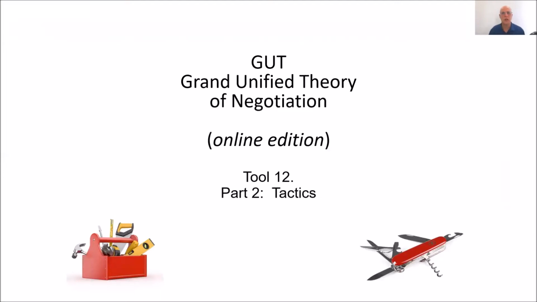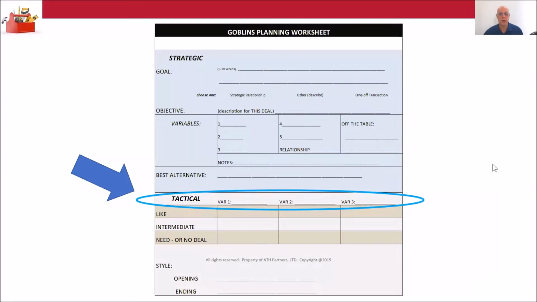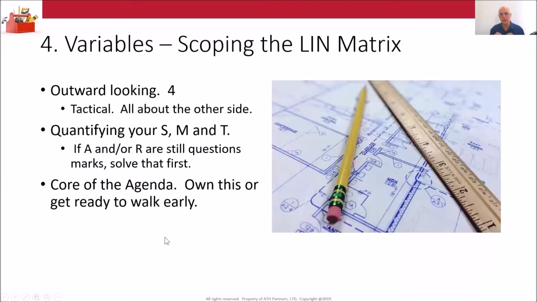Welcome back. Let's finish up our conversation about GUT, the Grand Unified Theory of Negotiation, and now we're looking at the tactical side. So now it's time for us to turn our attention to the Lin matrix down here. And the Lin matrix is tactical. We put our final variables across the top, and we put our values across the left. Now remember, now we're talking about tactics.